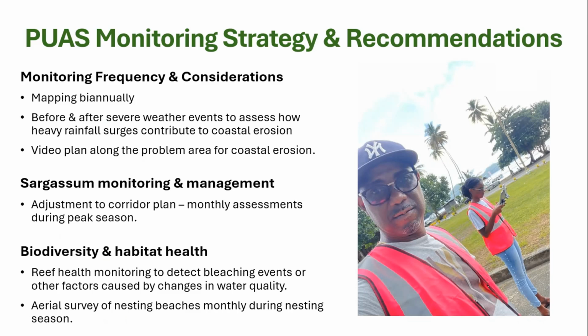For sargassum monitoring and management, there should be some adjustments to the current corridor plan to include areas further up the coastlines. This will be done on a monthly basis during the peak season, and this will enable better planning for removal and also reduce the impact on tourism and marine life. The mapping area should also include reef health monitoring to closely monitor for bleaching events, algal blooms, or other signs of stress related to changes in water quality over time.